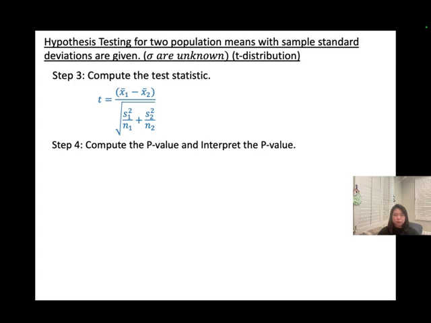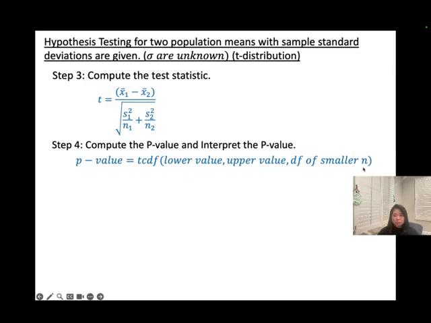Step 4, compute the p-value and interpret. So we'll be using the t distribution. So we have tcdf, lower value, upper value. And then the degree of freedom is supposed to be n minus 1. For the calculator, they do have a complicated formula to calculate the degree of freedom. But we don't want to spend too much time on it, so we just choose the smaller n in these two populations and then find the degree of freedom.